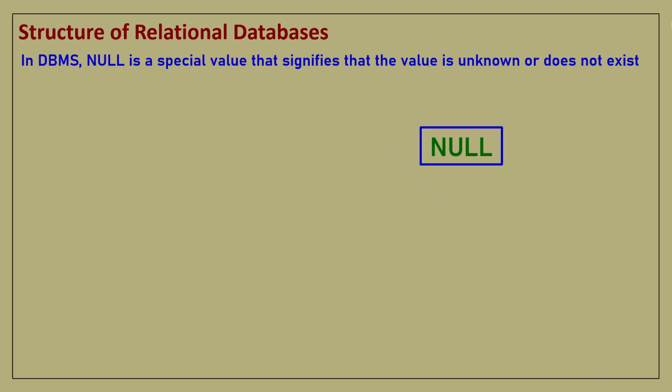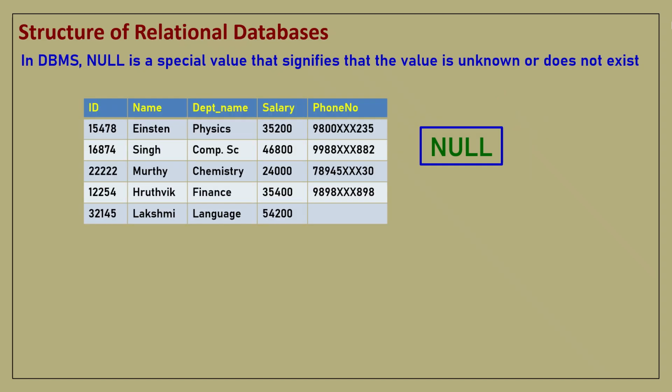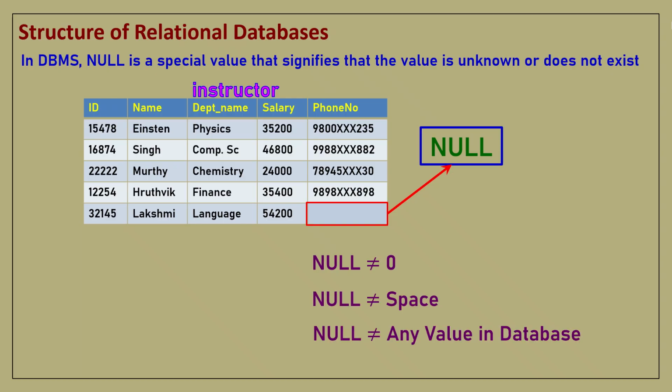The null value is a special value that signifies that the value is unknown or does not exist. For example, consider the instructor relation. Each and every instructor will be issued an ID, every person will have a name, an instructor must be associated with a department, and he will be getting a salary, so all the first 4 attributes cannot be left without values. But consider the attribute phone number. Even if everybody will have phone numbers, some people may choose to live without a phone number, or the instructor does not wish to share his phone number. Null is not equal to 0, blank space or any other values in the database.